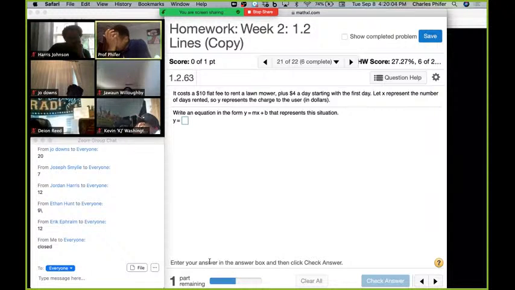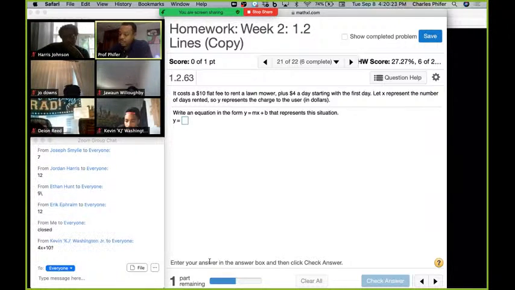Okay. So if this is going to be a line, let's do this because I have an idea of what it should be. But this is question number 21. This comes from 1 to question number 63. It costs a $10 flat fee to rent a lawnmower, right? So let me see. We're gonna let X be the days, and we're gonna let Y be the cost.